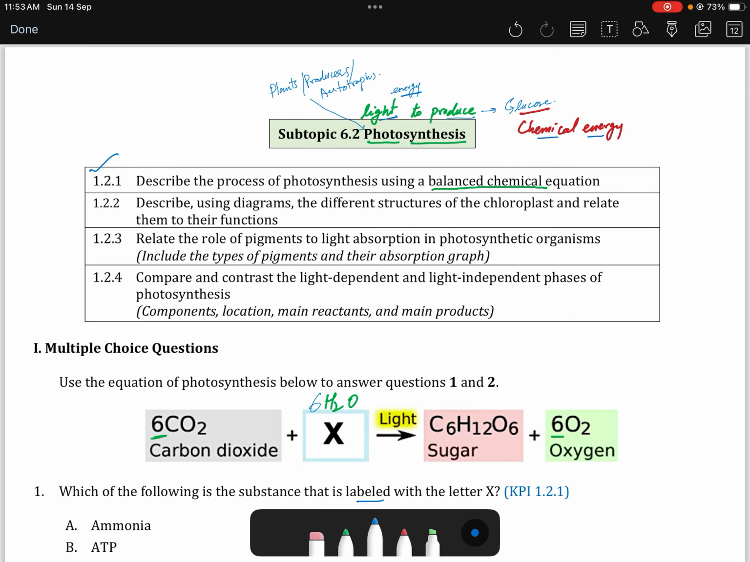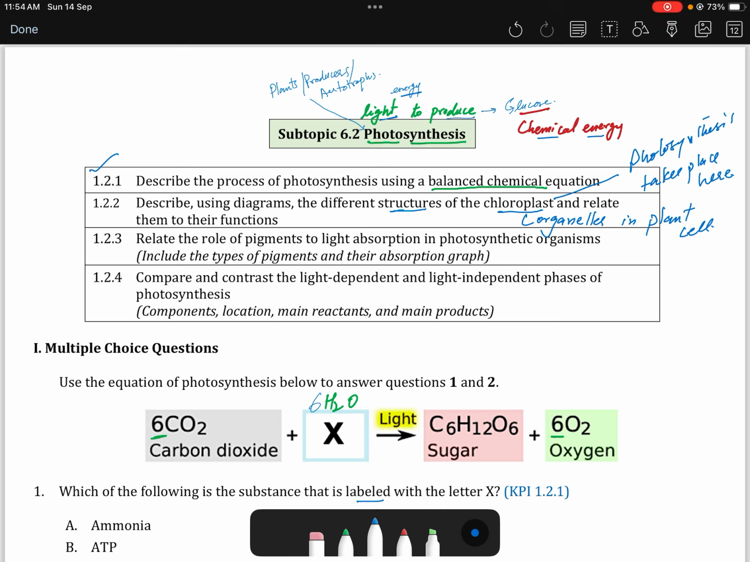Describe using diagrams the different structures of the chloroplast. So chloroplast is an organelle in the plant cell where photosynthesis takes place. It is the place of photosynthesis. So photosynthesis takes place here. Photosynthesis also needs a pigment.